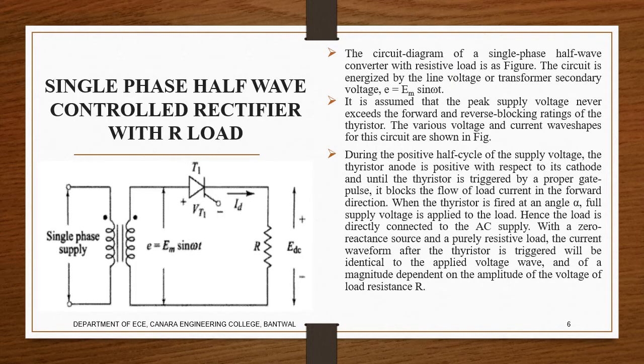Now the first application is the single phase half wave controlled rectifier with R load. This is the same as what we studied in the half wave rectifier. We have the transformer, with the 230 volts 50 hertz supply provided, and with the step down transformer we give a voltage to the anode and gate, and it is connected to the R load, across which we take EDC.